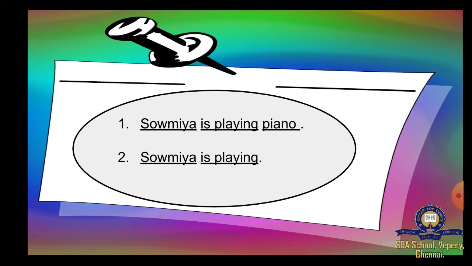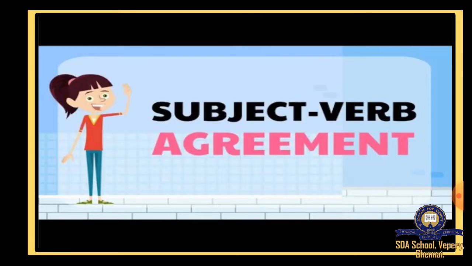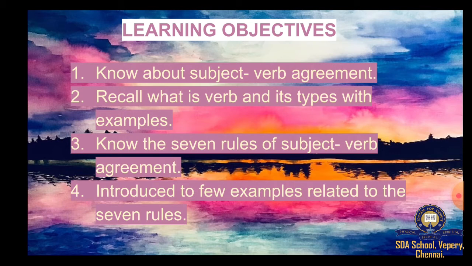So I think many of you would have guessed the topic of today's class. Yes, you are right. It is subject-verb agreement. So in our class today, you will be knowing about subject-verb agreement, and we will have a quick recall of what is a verb along with its types and a few examples. Then we will be learning about the 7 rules of subject-verb agreement. And then you will be shown a few examples related to the 7 rules. So now let's quickly get into the video.